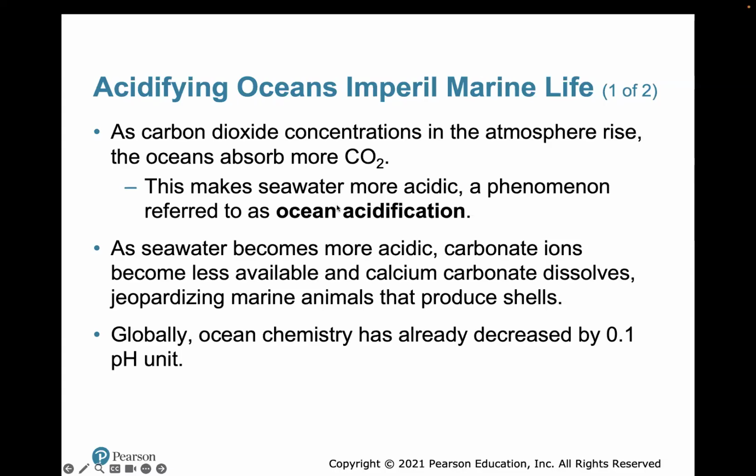As the seawater becomes more acidic, it's going to threaten marine life: coral, clams, oysters, mussels, crabs, because the carbonate ions they need to build their exoskeleton, the outer shell, become scarcer. Globally, ocean pH has already decreased by 0.1 unit, and they're already witnessing the impacts on a variety of marine life. The acidic water has already killed billions of oyster larvae in Washington.